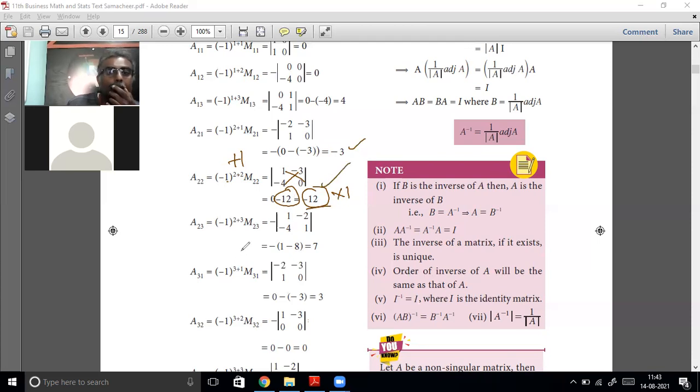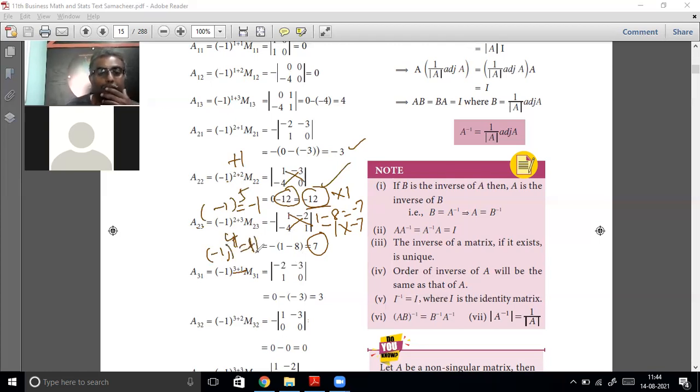Correct, this also. This is 2 plus 3, so 5. Minus 1 to the power of 5 comes here. Minus 1 to the power of 5 is minus 1. So M is 1 minus 8, and 1 minus 8 is equal to minus 7. So minus 1 into minus 7. Okay. Now 3 plus 1 is 4, so minus 1 to the power of 4. Plus 1.